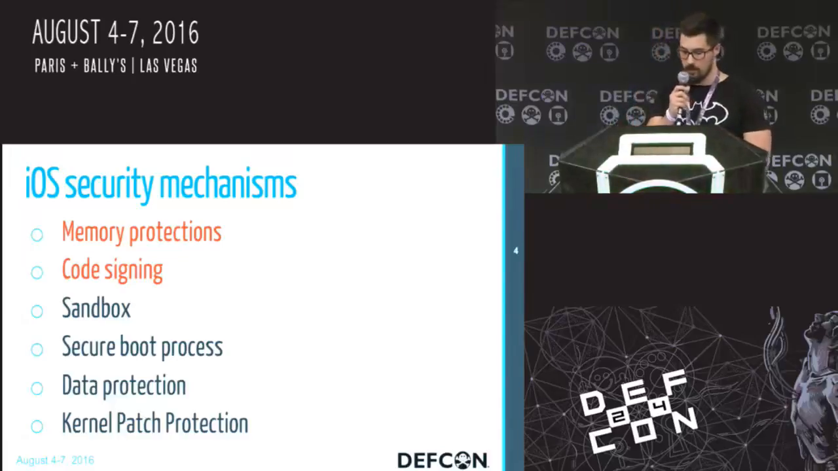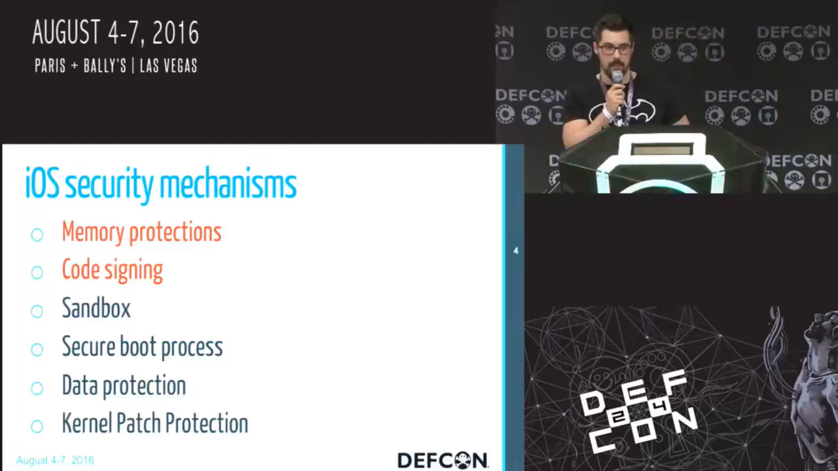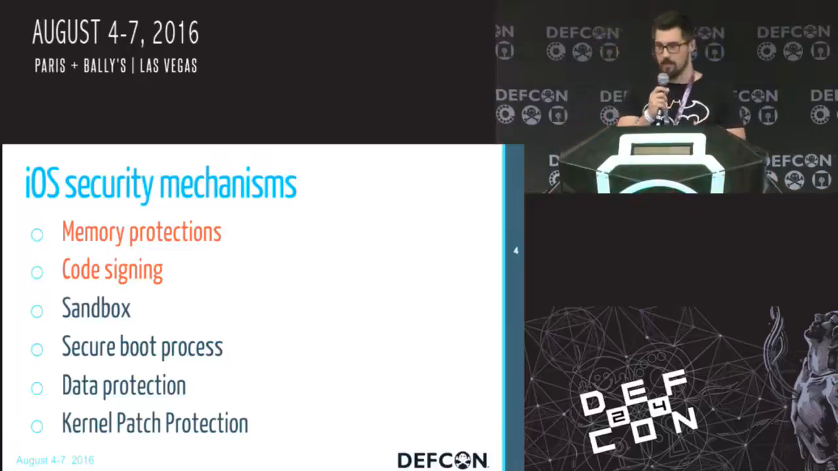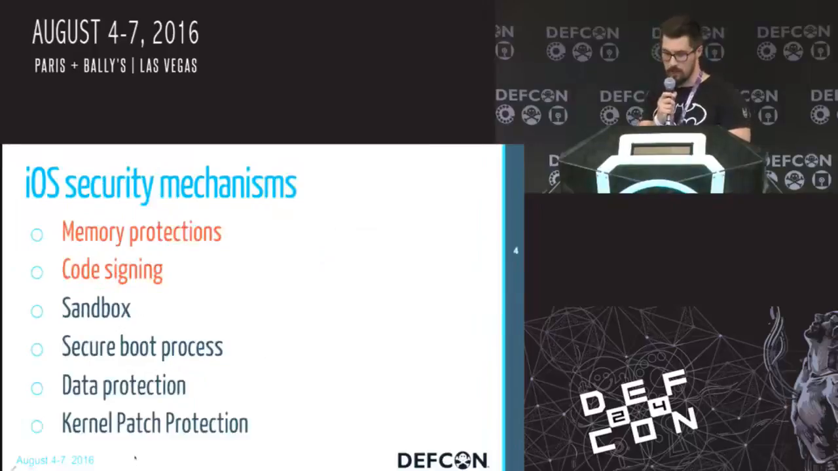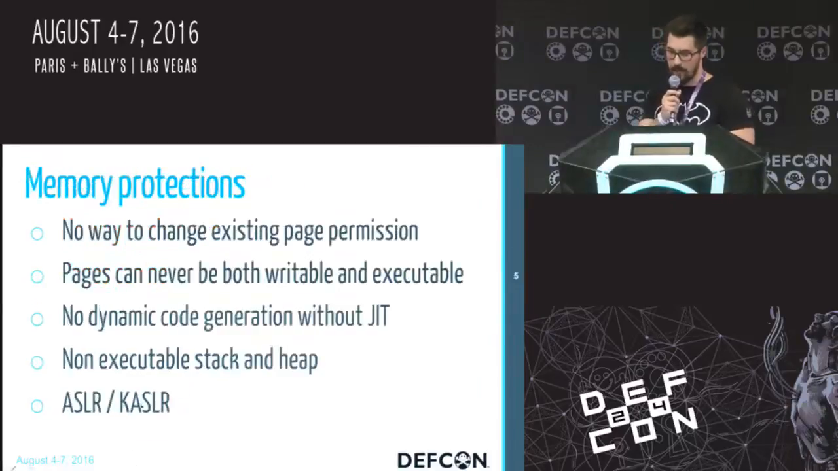Data protection, which is hardware-based encryption for data at rest, and kernel page protection. It's a new technique debuted in iOS 9. It's a special patch guard that lives in the kernel, in the ARM TrustZone, and continuously checks kernel integrity. So the most interesting for us are the first two, memory protection and code signing. I will focus on them today.